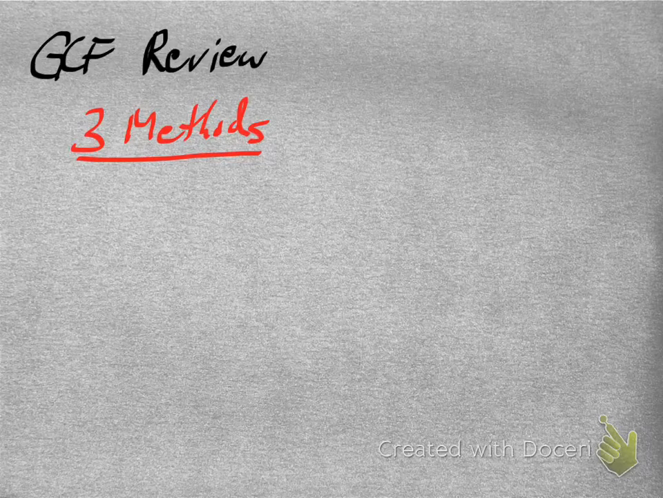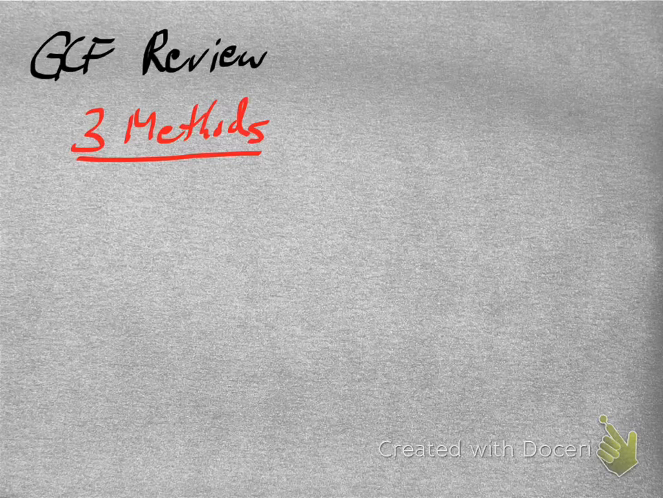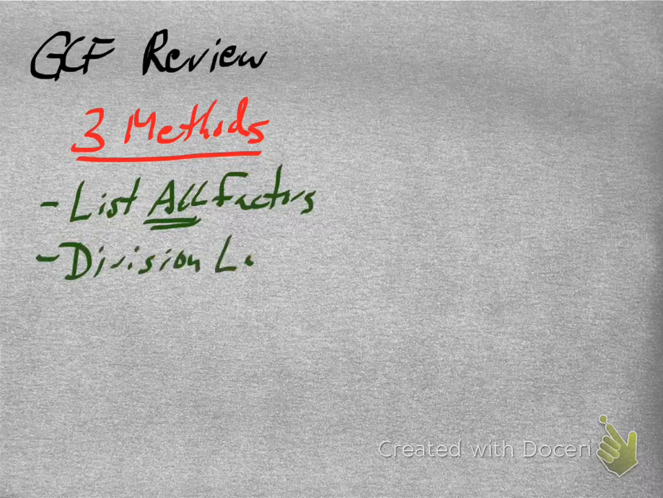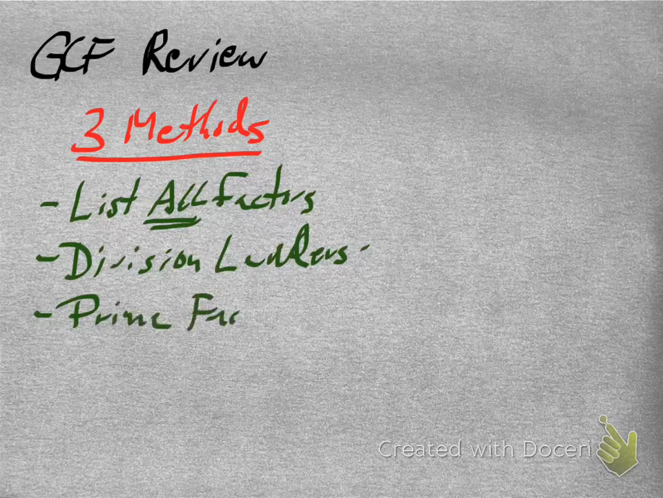Let's first back up and review a little bit of greatest common factor, GCF review. As you will recall, we do have three main methods for finding the GCF. So think about what those are in your head. You get more out of this if you think really hard while you're paying attention to these videos. So the three methods are to list out all the factors and look for the biggest one in both lists. We've got the division ladder method, and then the last method is to do prime factorization.